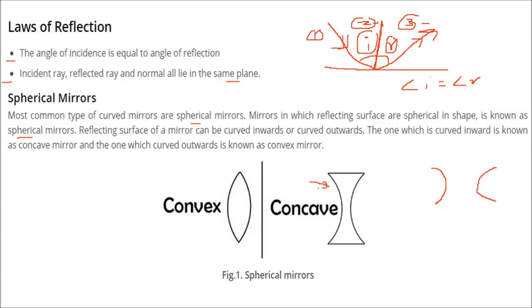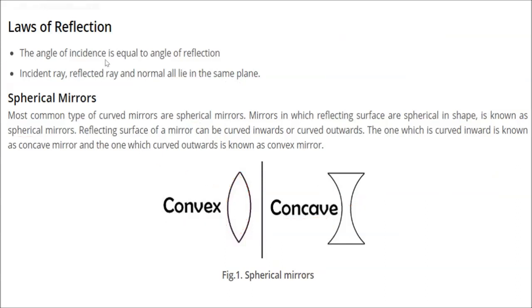The one which is curved inward is known as a concave mirror. And the one which is curved outwards is known as a convex mirror. So these are both called spherical mirrors.